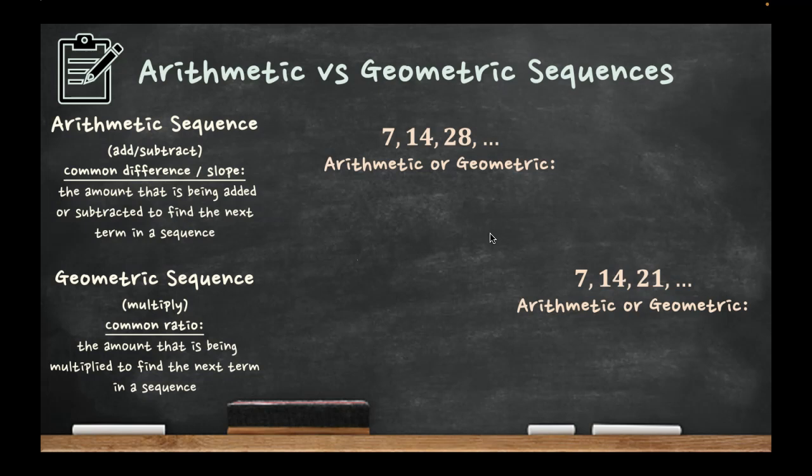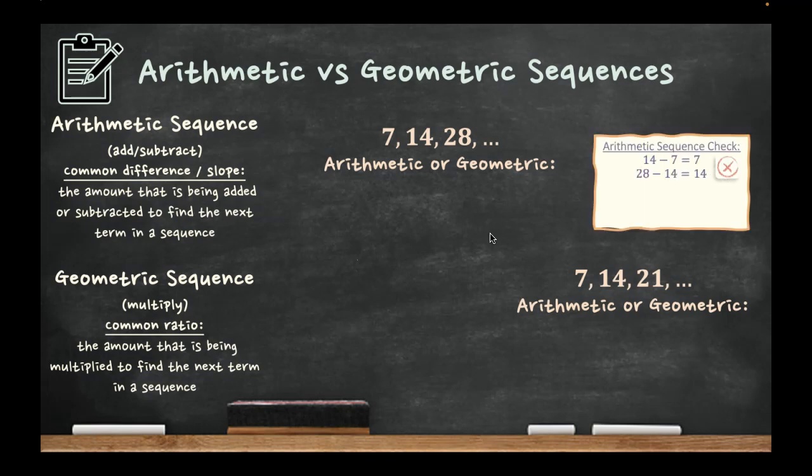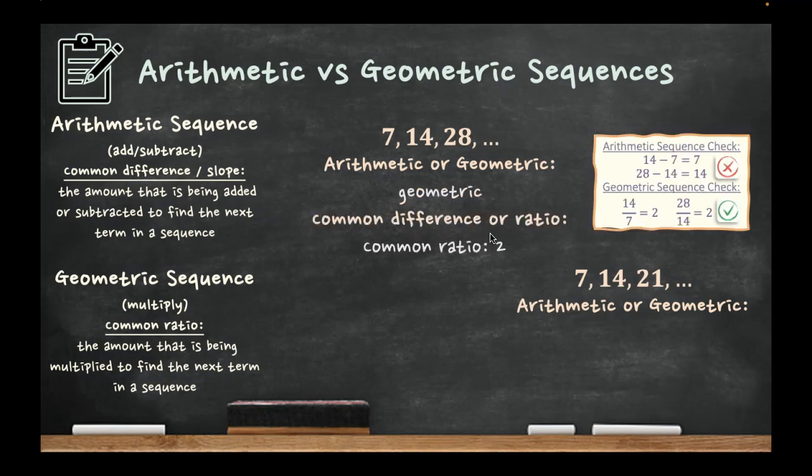Now, when you look at a sequence, you have to check to see if it's arithmetic or geometric. It could be neither though, so you have to make sure you check both. If you look here at this first example, look at how we checked it. To see if it's arithmetic, you take the second term minus the first, the third minus the second, as you can see here, and we don't get the same value. So that means it's not an arithmetic sequence.